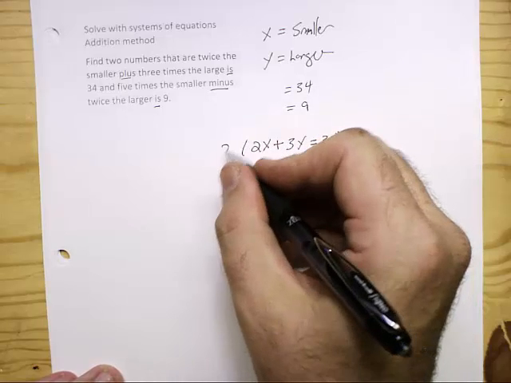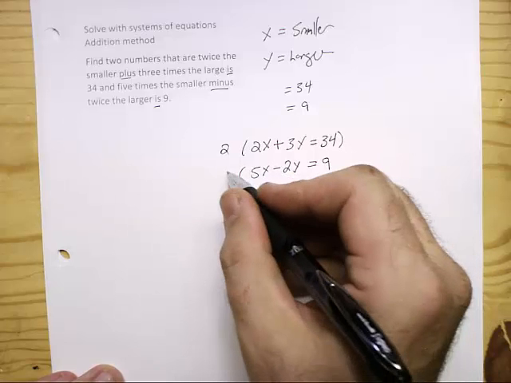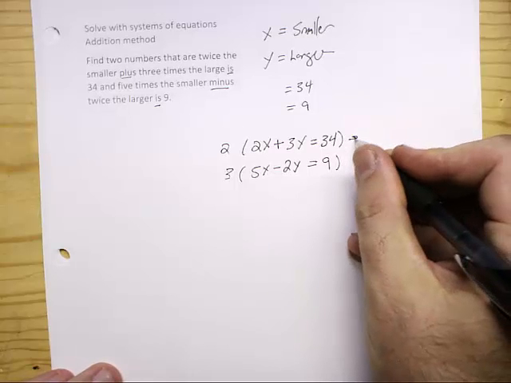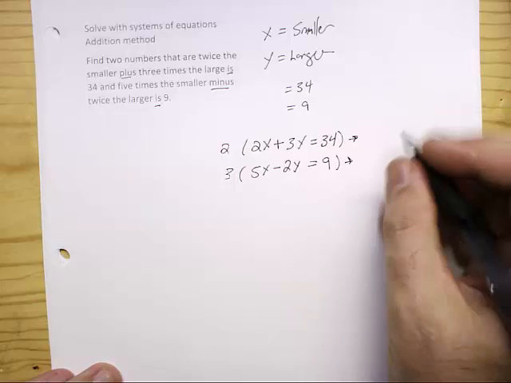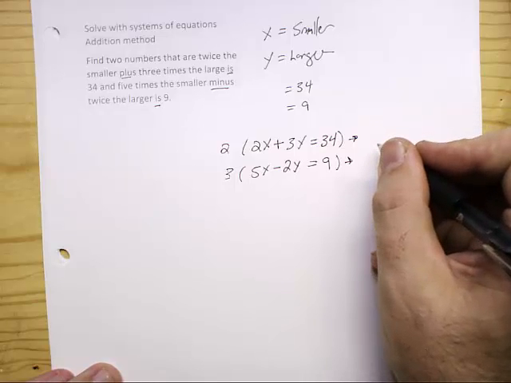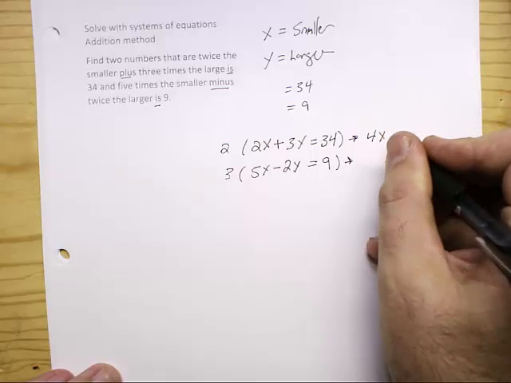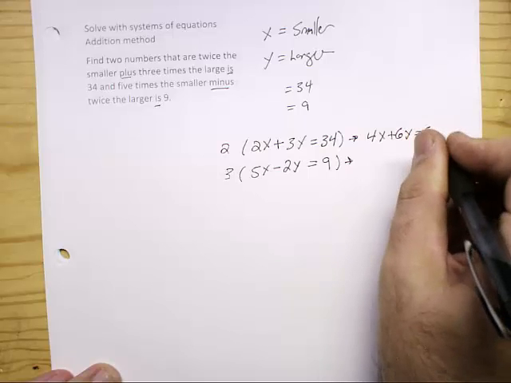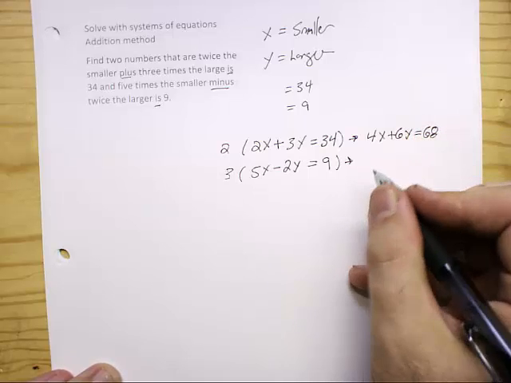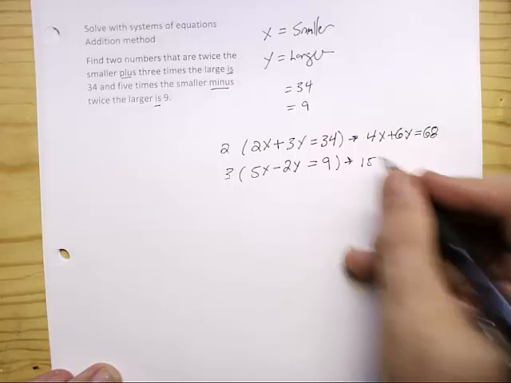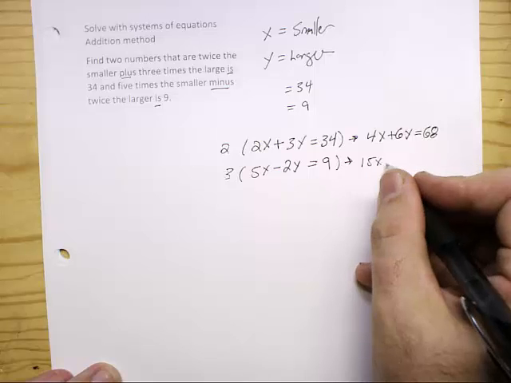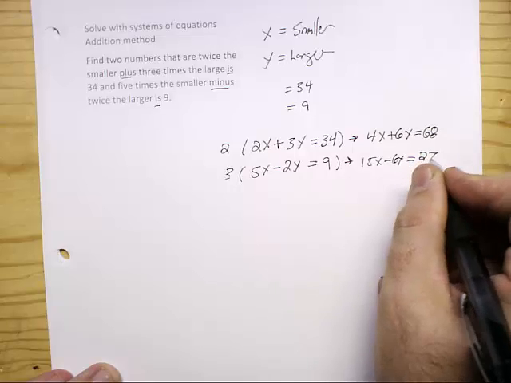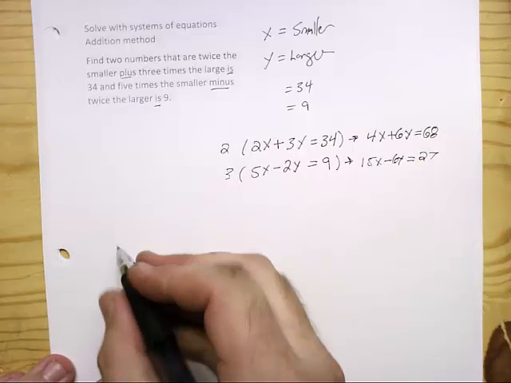and the bottom one by 3, and we end up with 4x plus 6y equals 68. And on the bottom we end up with 15x minus 6y equals 27. I'm going to rewrite this over here so I have more room.